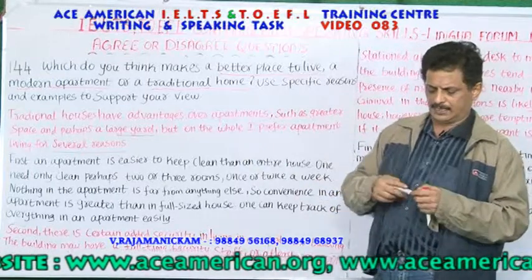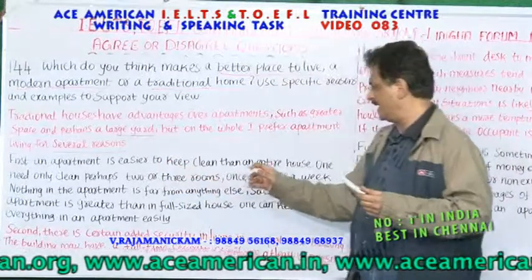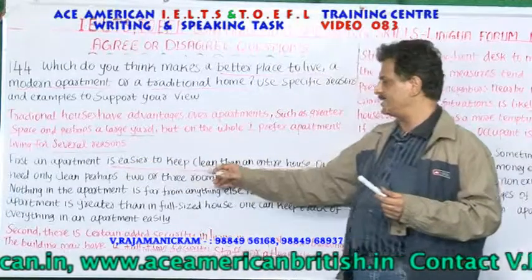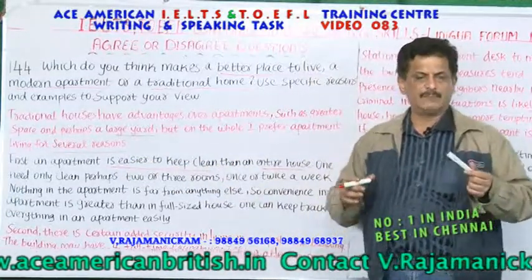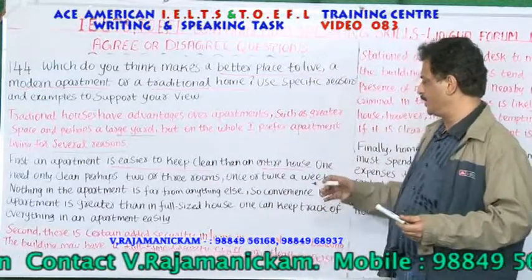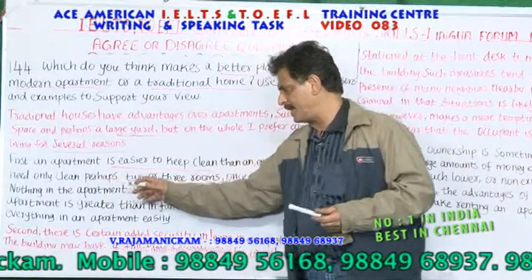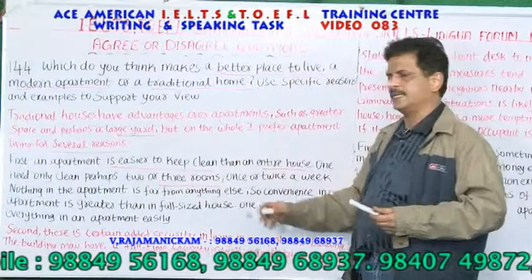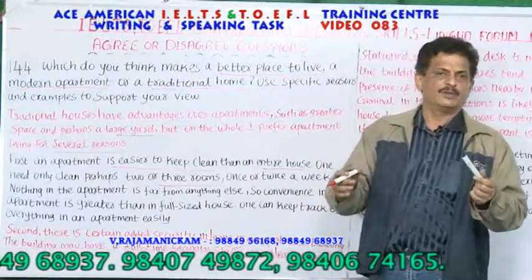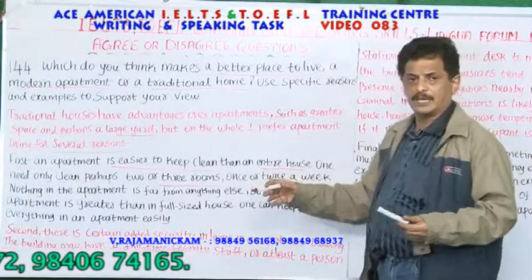So why does he prefer it? He is saying the reasons. First, an apartment is easier to keep clean than an entire house. So the first reason he says is cleanliness. To keep it clean, an apartment is always much easier compared to an individual house. One need only clean perhaps 2 or 3 rooms. In an apartment you have a single bedroom, double bedroom or triple bedroom. So few rooms are there to clean, but in a house you have to clean the entire building.